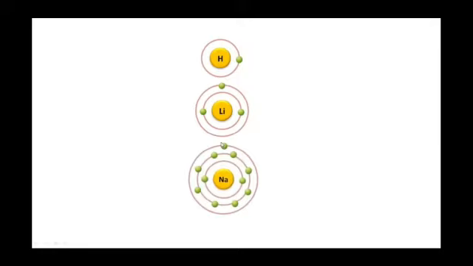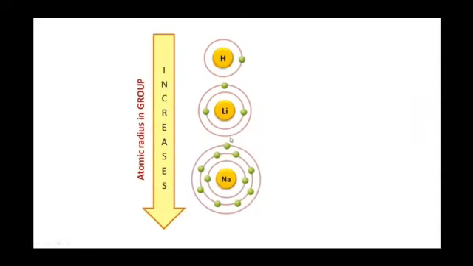Now, let's see what will happen along the group. We know that the atomic radius increases along the group, that is, while moving from top to bottom, and it's due to increase in the number of shells. So, when the atomic size increases, the distance between the nucleus and the valence electrons increases.